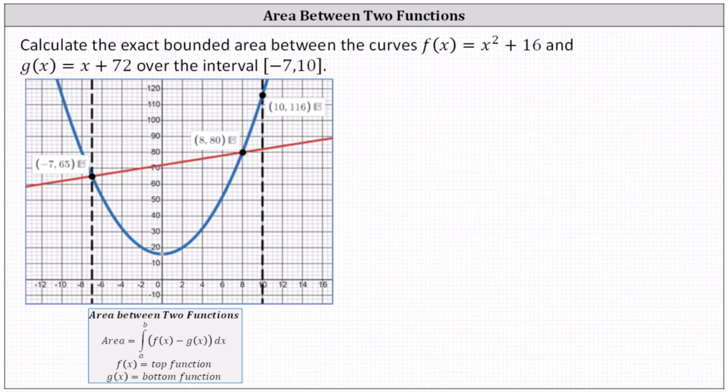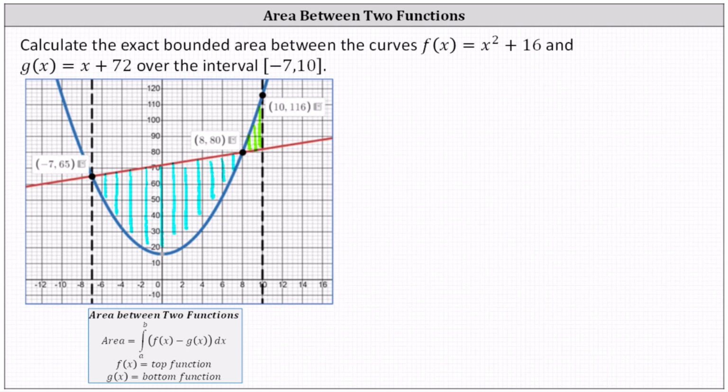So I've already graphed both functions on the coordinate plane. I've also graphed the line x equals -7, this vertical line, and x equals +10, this vertical line here on the right. Notice from x equals -7 to x equals +8, the linear function is on top and the quadratic function is on the bottom. However, from x equals 8 to x equals 10, the quadratic function is on the top and the linear function is on the bottom. This indicates we'll have to set up and evaluate two definite integrals to determine the total bounded area.